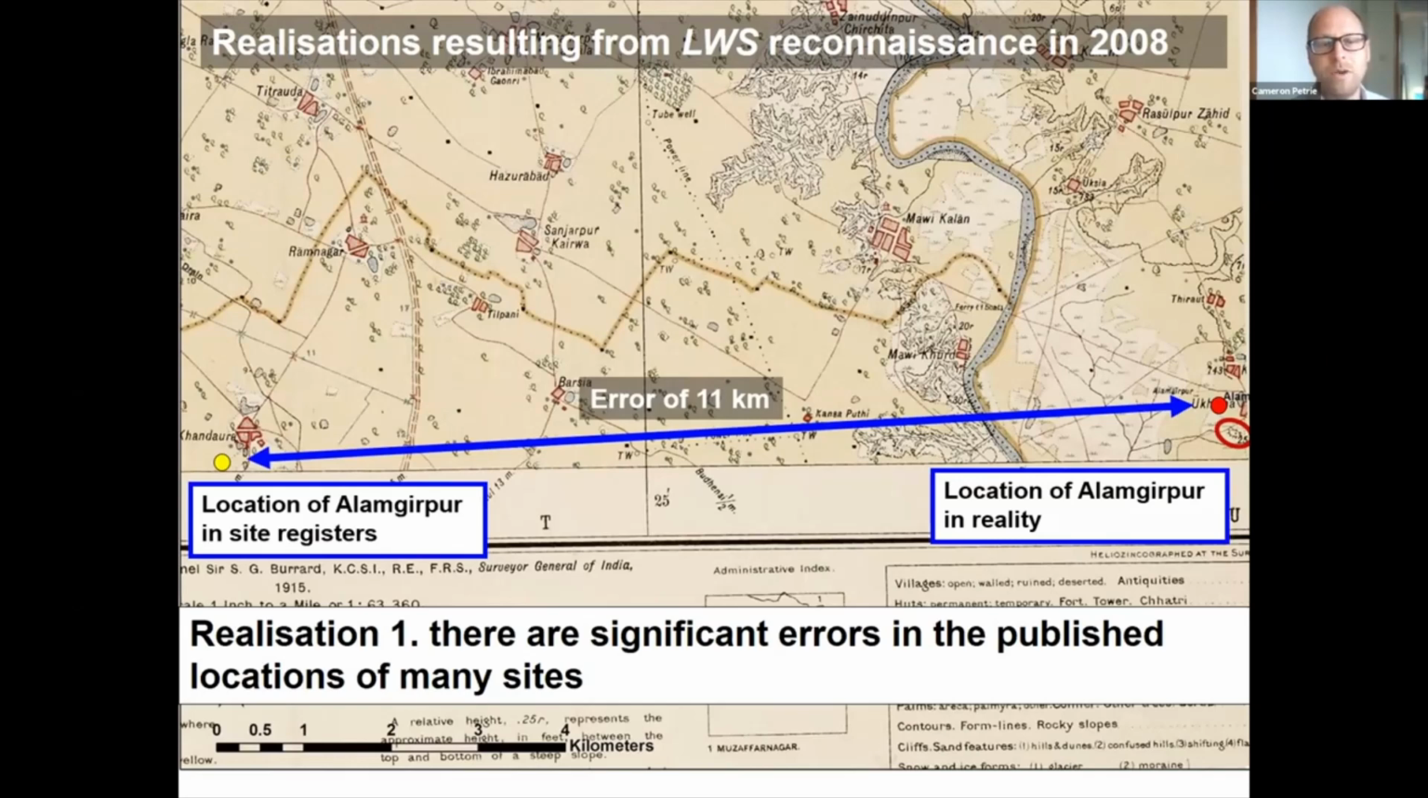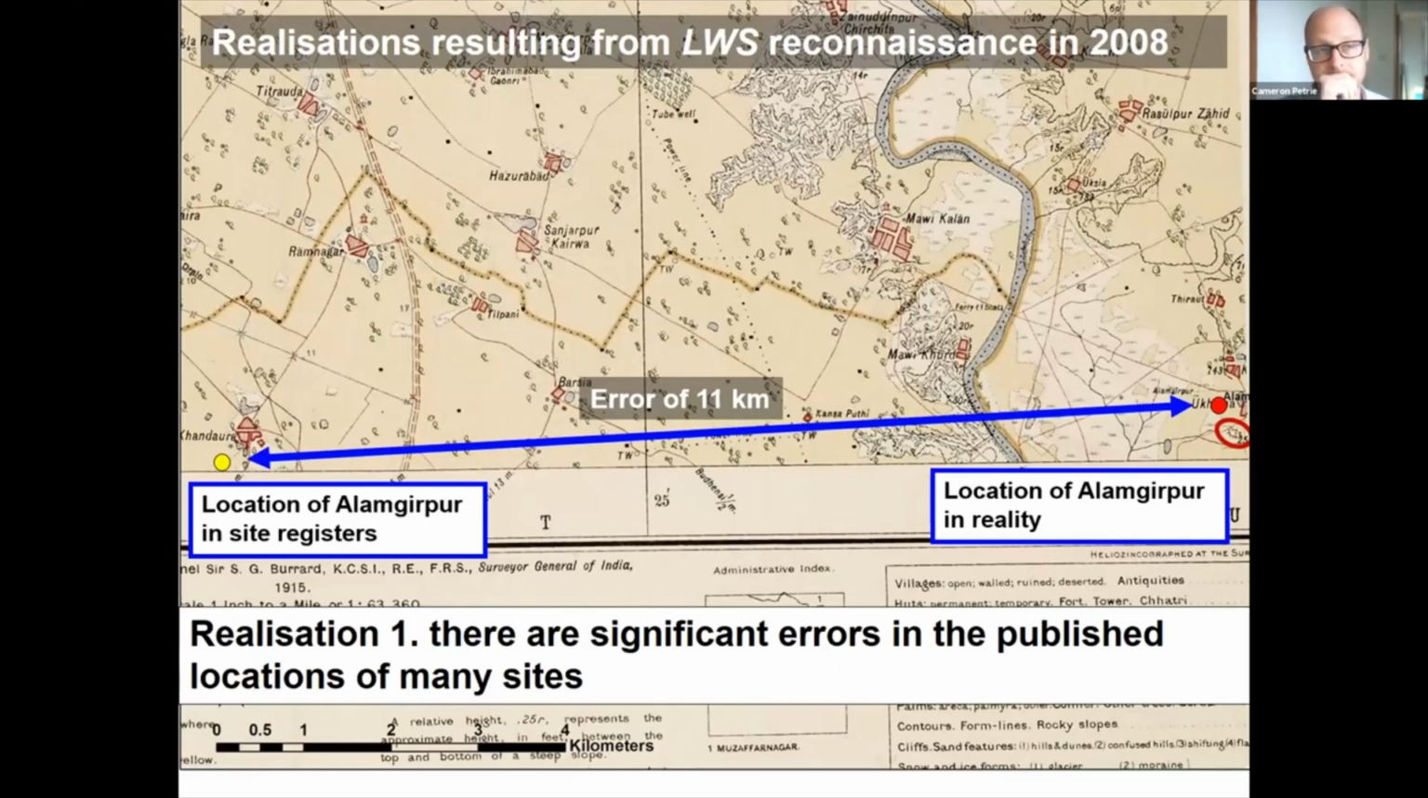Now, one of the things that we realized in 2008 was that when we went to try and visit sites at the locations that were listed in the gazetteers, most typically the sites were not in the same location as the location that was listed. In some examples, the locations were out by considerable margins. So this is one specific example of an archaeological site that's actually 11 kilometers away from the listed location.